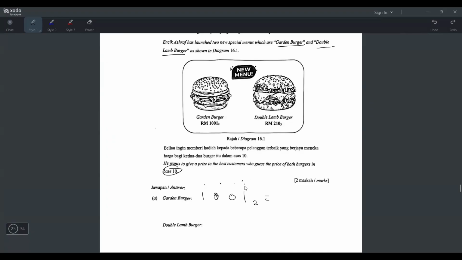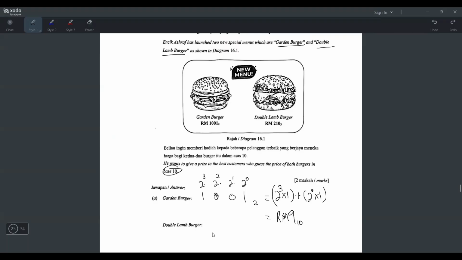If it's base 2, the place value will be 2 power 0, 2 power 1, 2 power 2, 2 power 3. So when you times, you will get 2 power 3 times 1 plus, okay, 2 power 2 times 0, don't need to write because times 0 is 0. This one times 0 is 0 also, no need to write. If you want to write, then you write plus 0, so that's why I don't want to write. Okay, so plus 2 power 0 times 1 like this. If you press this, you will get RM 9. And don't forget to write the base. In number base questions, I always recommend to write the base. So that's the garden burger price in base 10, 9 ringgit.